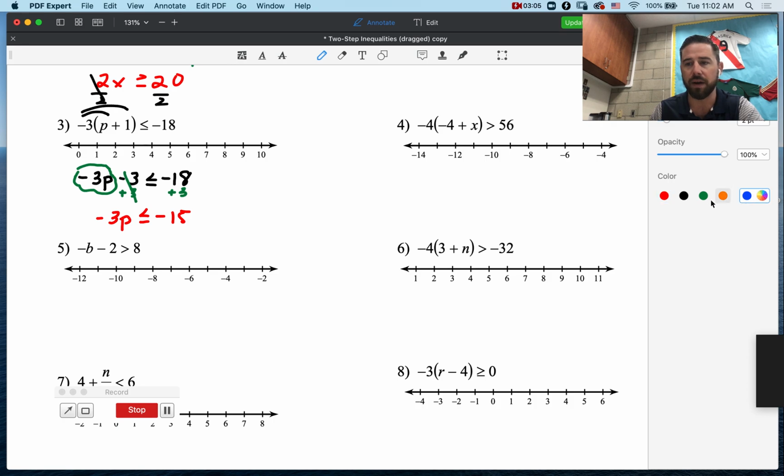Now, this is where you need to be very careful because we got to get rid of this negative 3. We're going to divide by negative 3. And you notice here that we divided by a negative, which means we have to what? Flip this sign. So we're going to flip it from facing that way to facing this way. So we've got a p, and then negative divided by negative is a positive 5. So at 5, we're going to have a closed point because of that equal sign. And since it's eating our variable, we're going to go to the right.